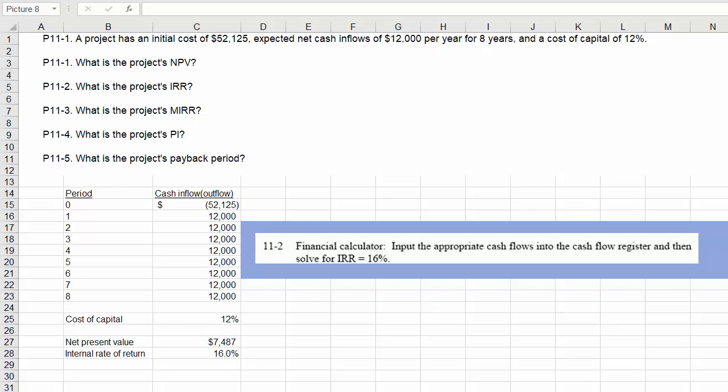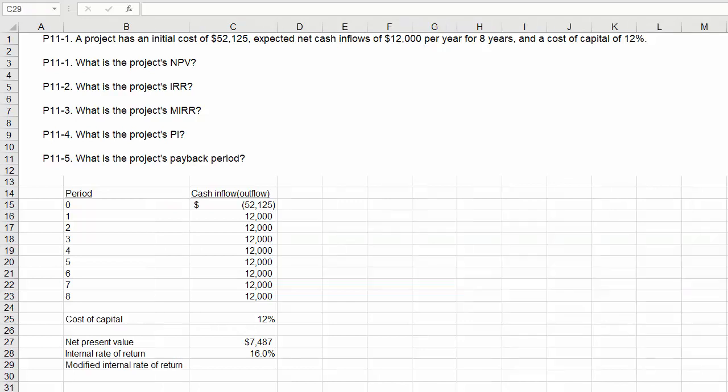Now, if by chance you didn't want to solve this with Excel, another option would be to use a financial calculator. You would input the appropriate cash flow into the register and solve for IRR using your financial calculator.